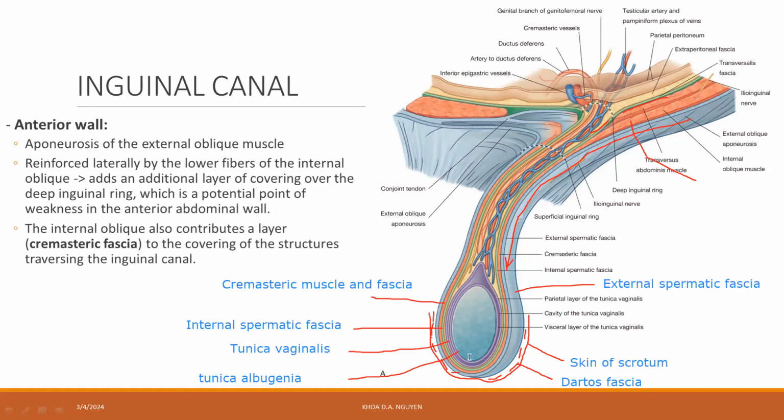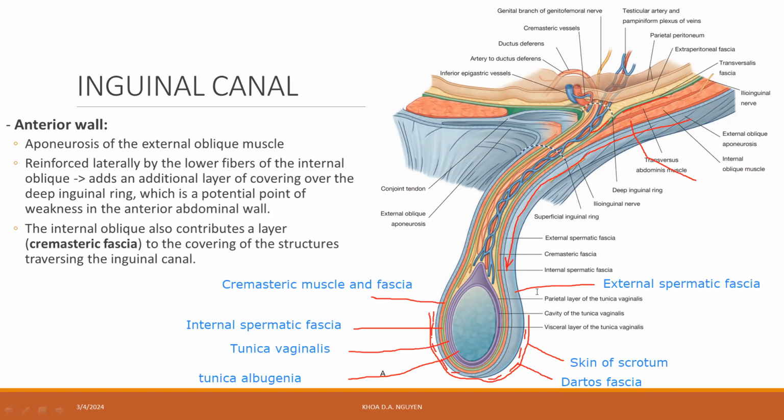Okay, the testis has always been covered by tunica albuginea. Therefore, if you count the layers now, you begin with the skin of the scrotum. That's layer number one. Then you have the dartos fascia that is intrinsic to the scrotum. That's number two. And then as you go in, you get to the layers that were borrowed from the abdominal wall. The external spermatic fascia, which was borrowed from the external oblique aponeurosis up here.